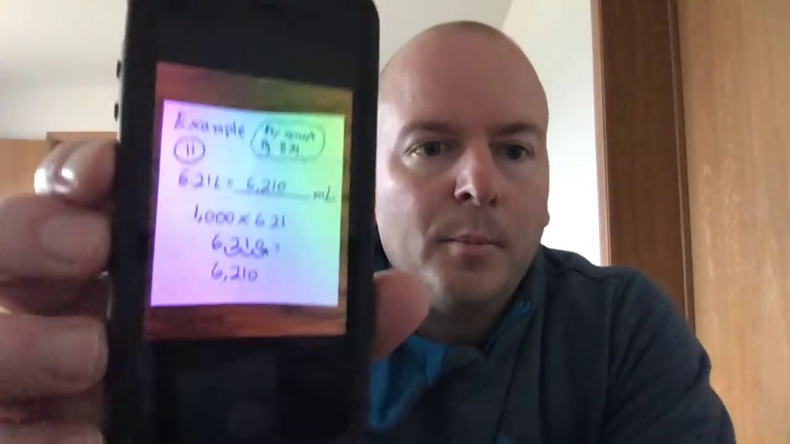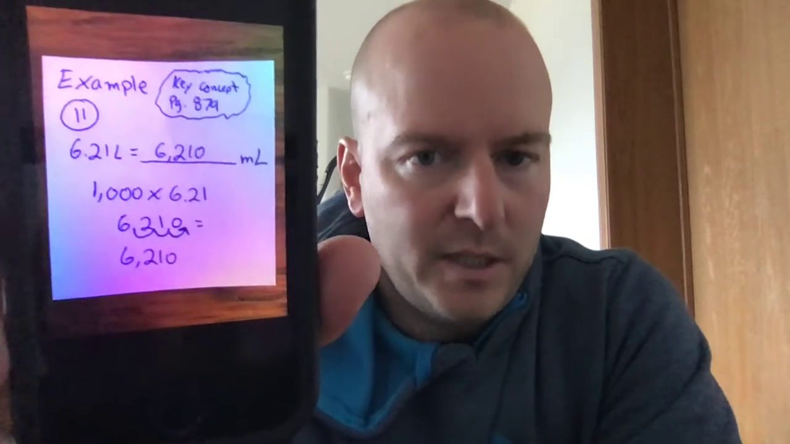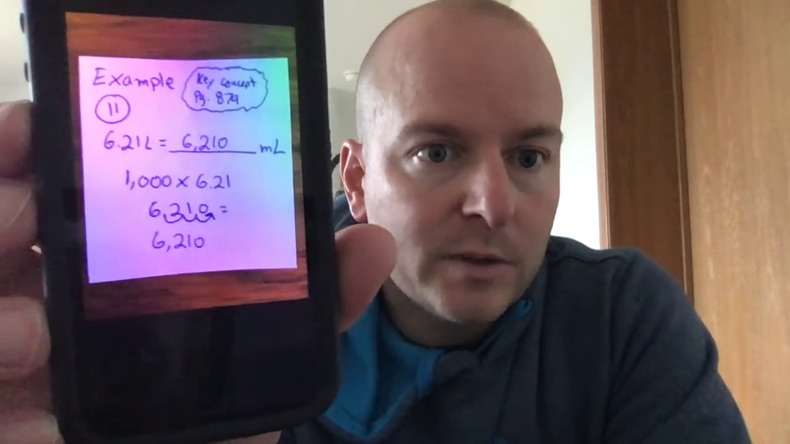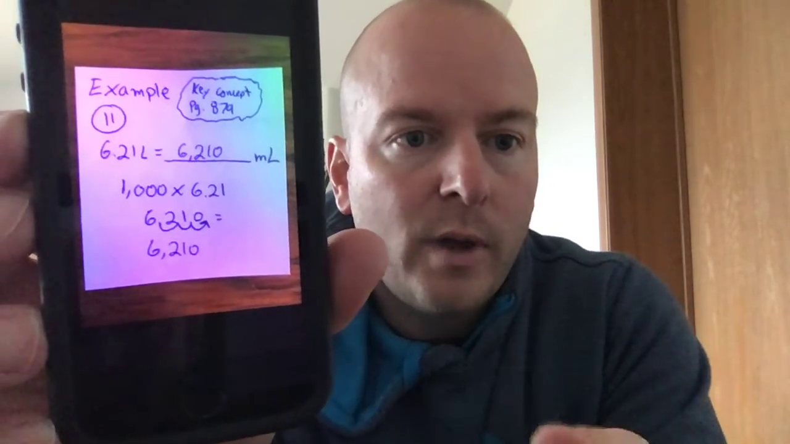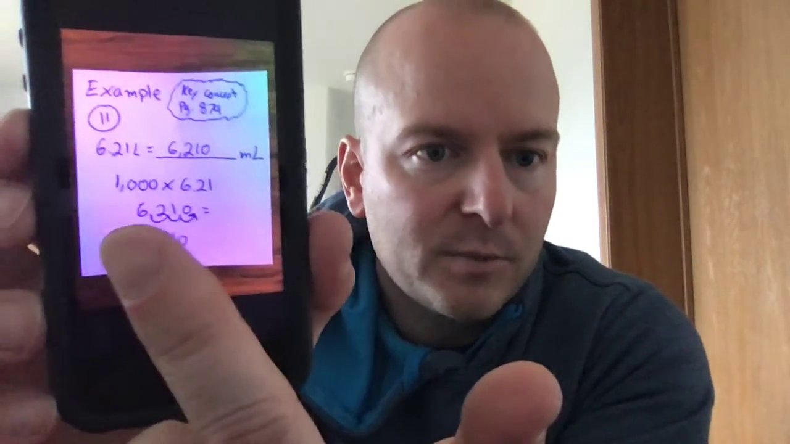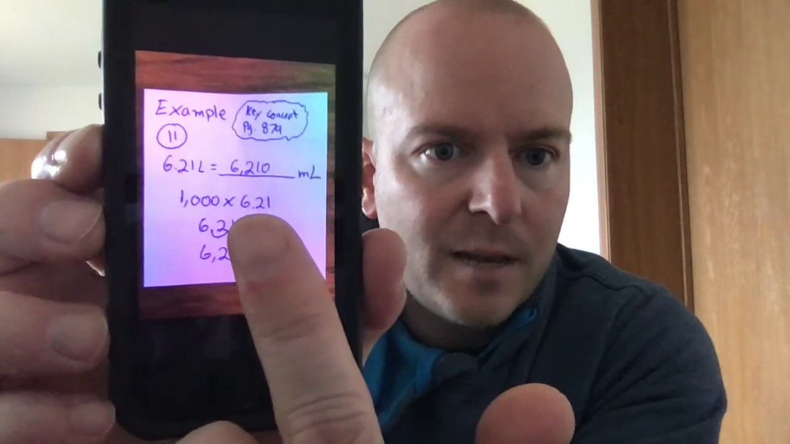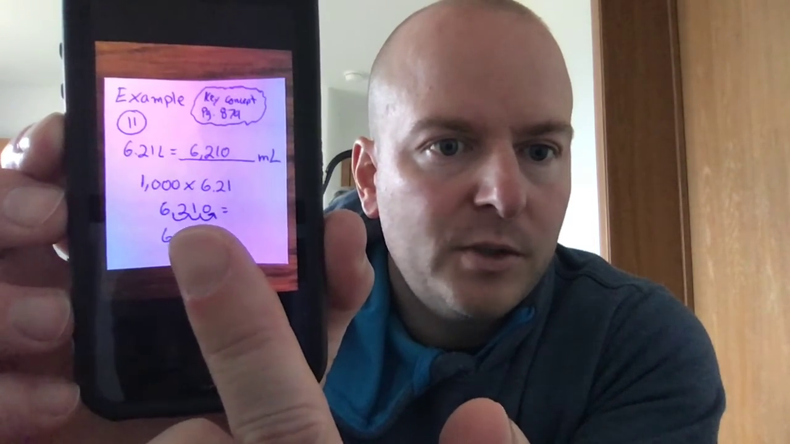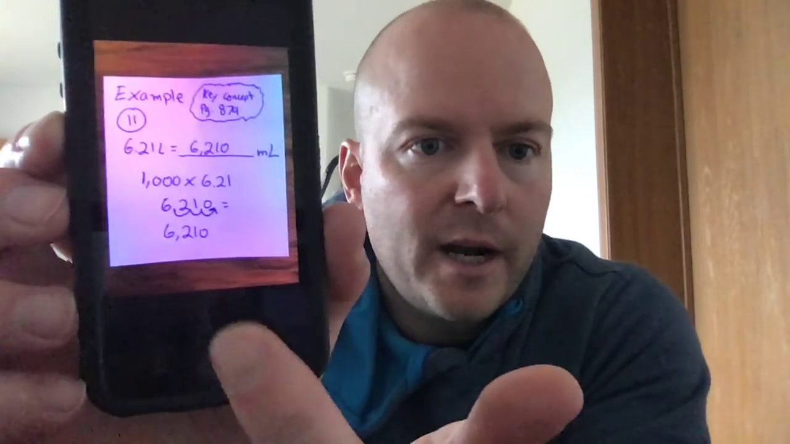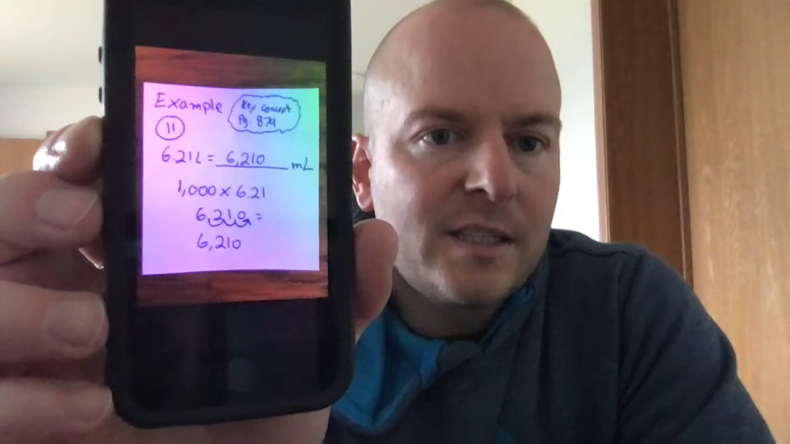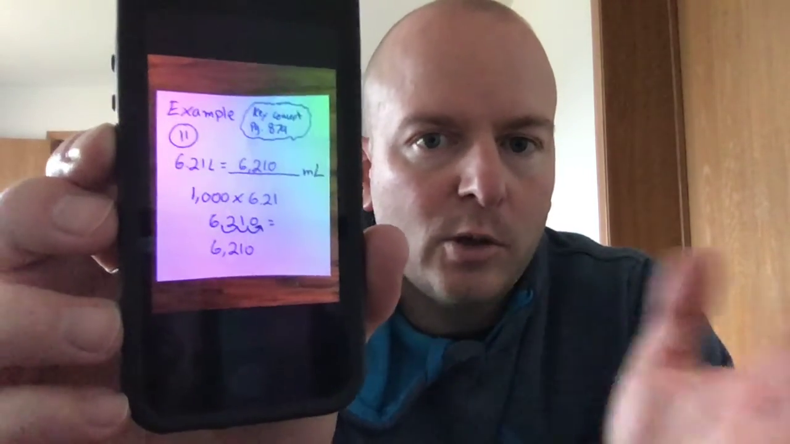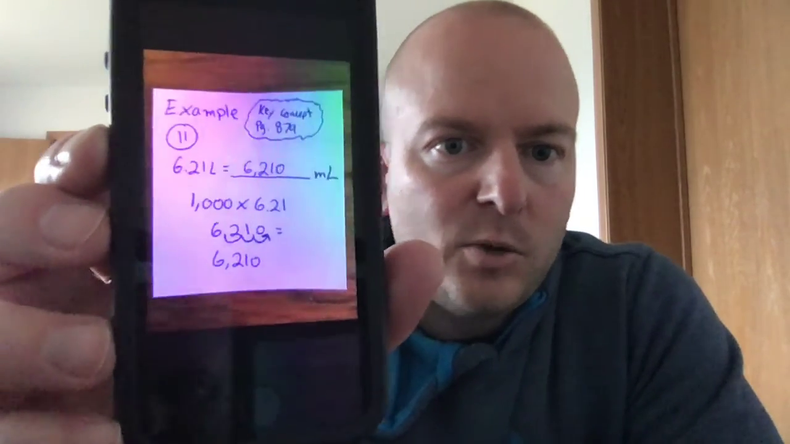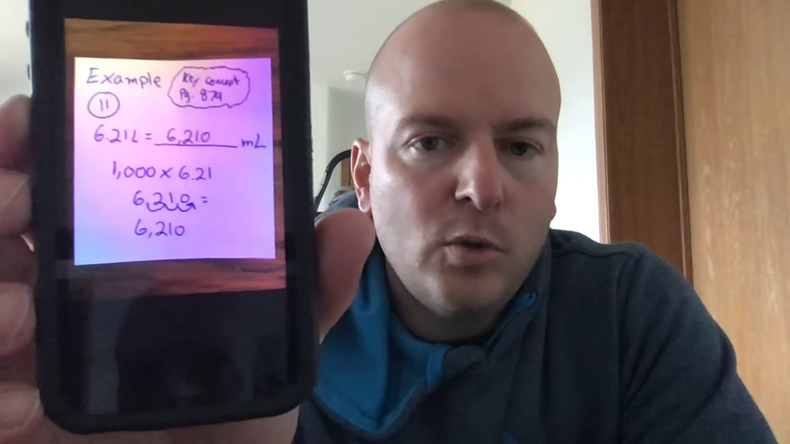Last one, number 11, key concept, page 879. This time we have 6.21 liters, and that equals how many milliliters? We're just going to move the decimal again. We have 1,000 times 6.21. There's our 6.21, and we're moving that decimal 1, 2, 3 places. I tried to put an arrow on there. The number 6,210 is bigger than the number 6.21 if you don't have labels on there. That's what I'm trying to get across. So 6.21 liters equals 6,210 milliliters.